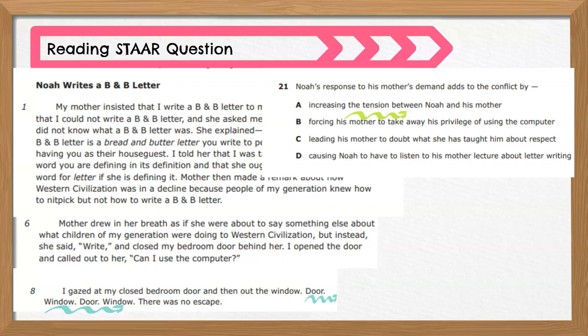In paragraph 6, the mom tells him to write, and he yells back, "Can I use the computer?" And then he looks around. Door, window, door, window. Those fragments emphasize his panic and increase the tension. And there you go. Choice A.